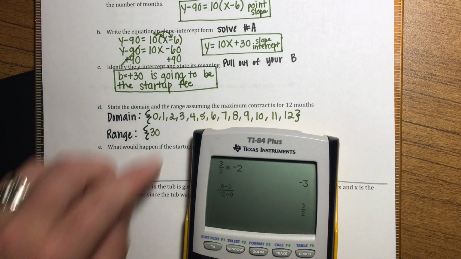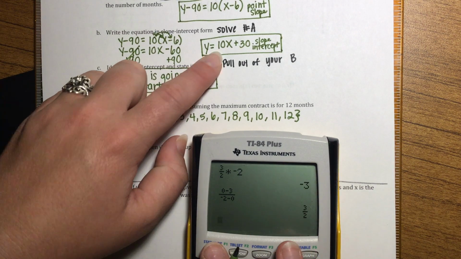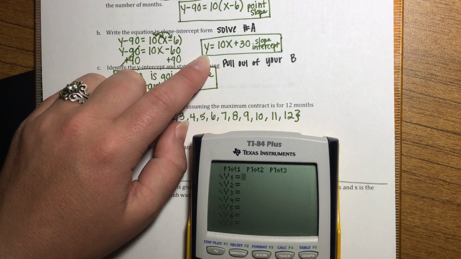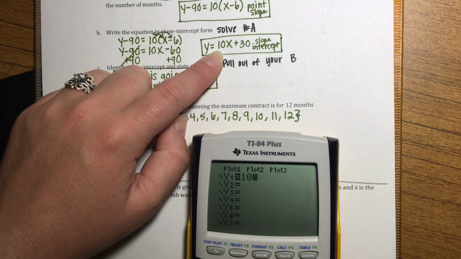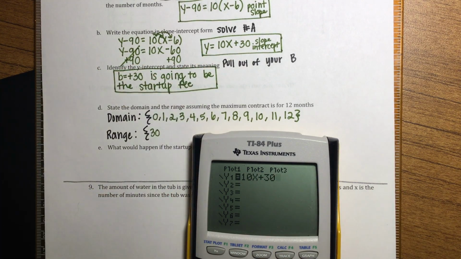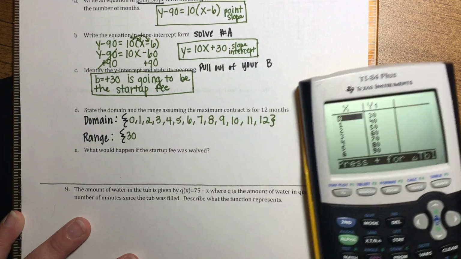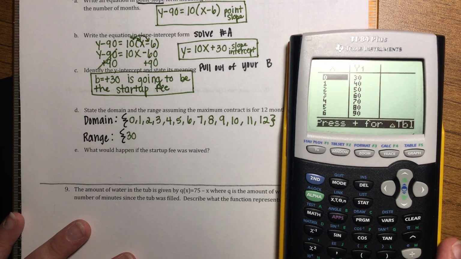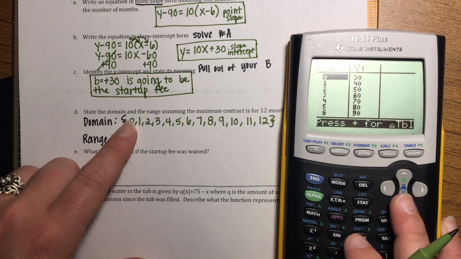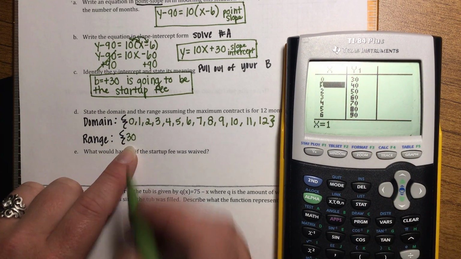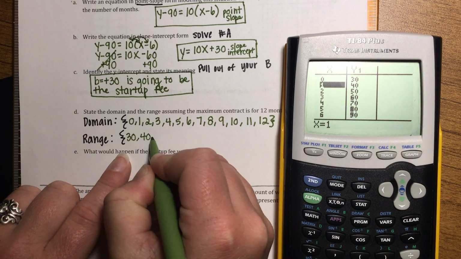So I'm going to go to y equals, because I have y equals right here. I have 10x plus 30. So I'm plugging in that equation that we just wrote. Now I'm going to hit second table, and now I'm going to look at these values. So at 0, it is 30, which is what we already wrote. At 1, it is 40.